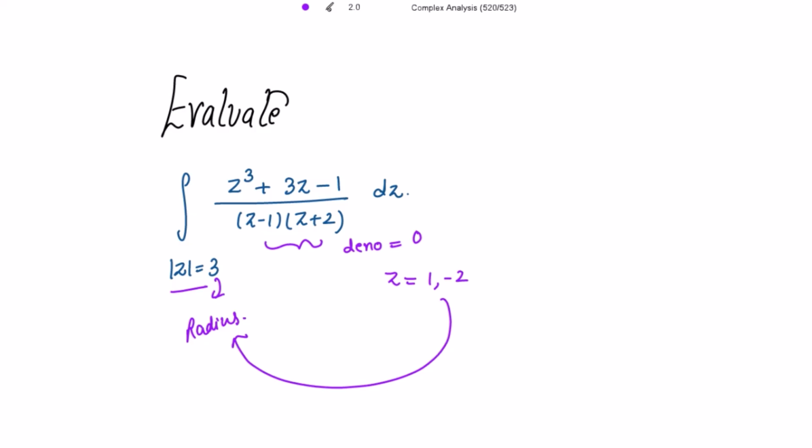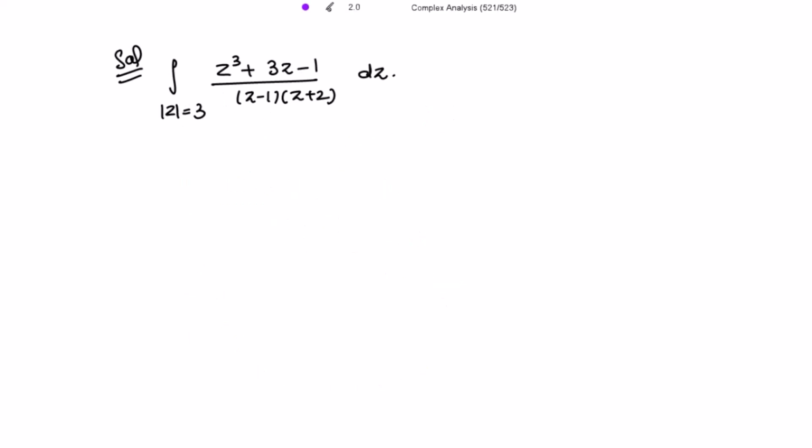Next step is, what is our f of z? Take f of z to be the numerator. Let's move on to the solution now. In this integral, this is our integrand. Let me ignore this numerator first. Let's make the partial fractions for this. Just write here z minus 1 and here z plus 2, right?